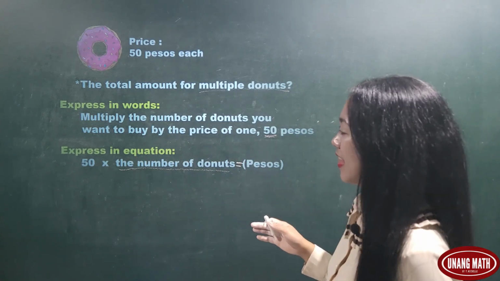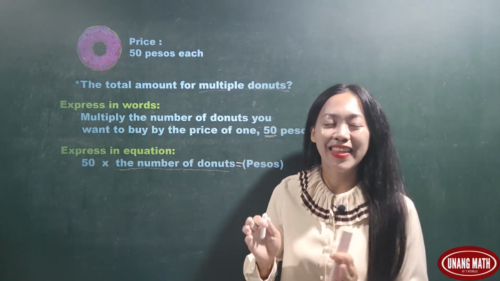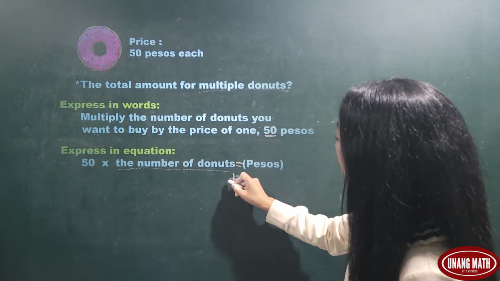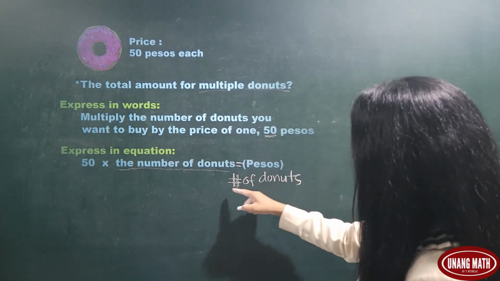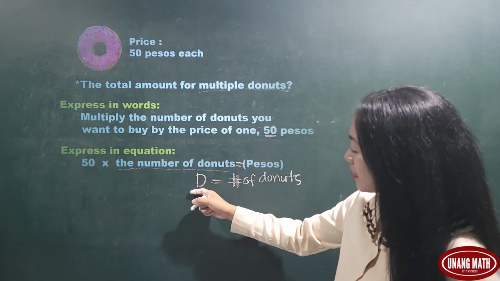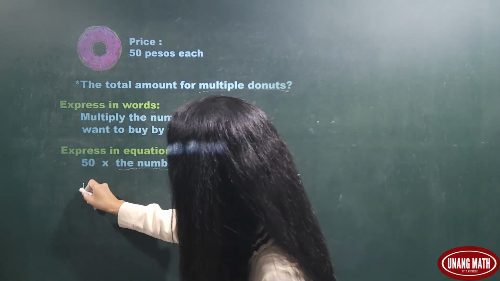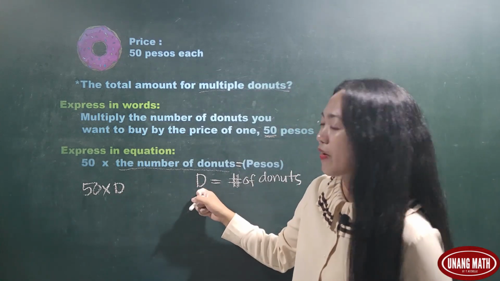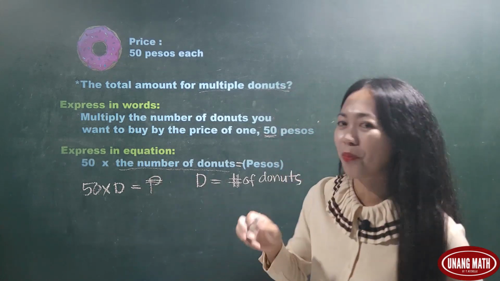So to express this in the simplest and shortest way, we will express the unknown quantity using a variable. The unknown quantity is the number of donuts. Let's express the number of donuts as variable d. So let d be the number of donuts. Our new equation is 50 times the number of donuts, which is represented by variable d. So 50 times d is equal to the amount of money we need to pay.